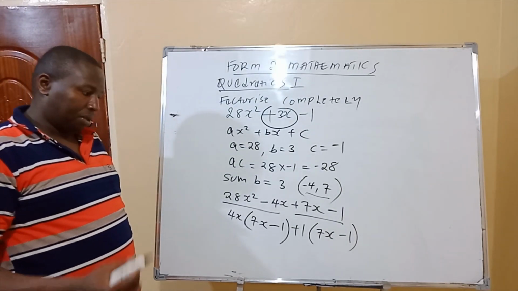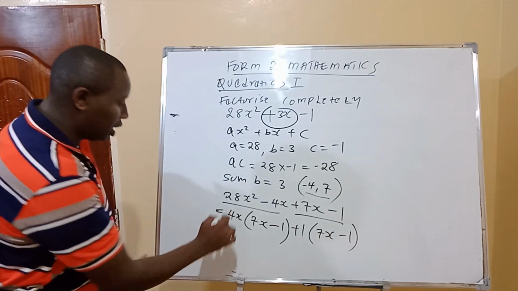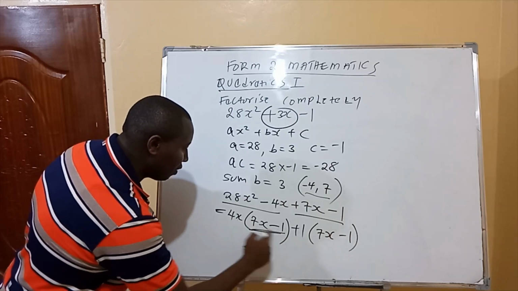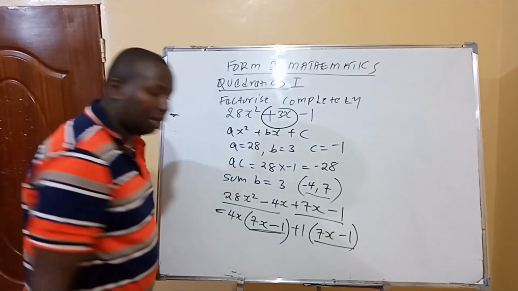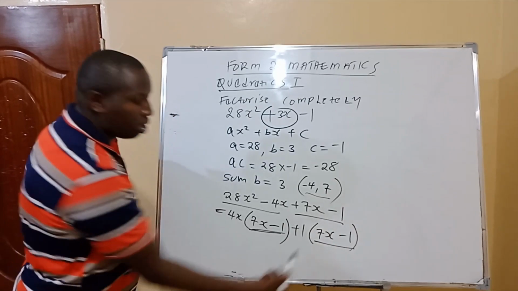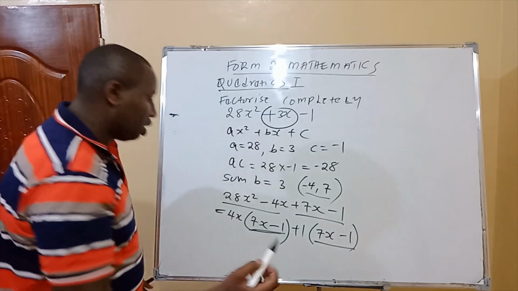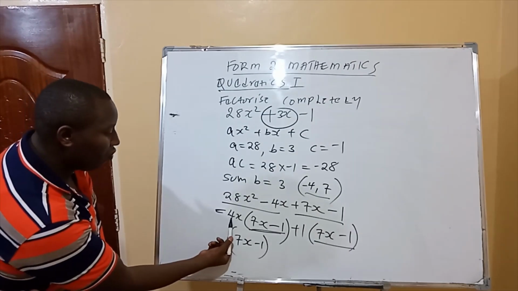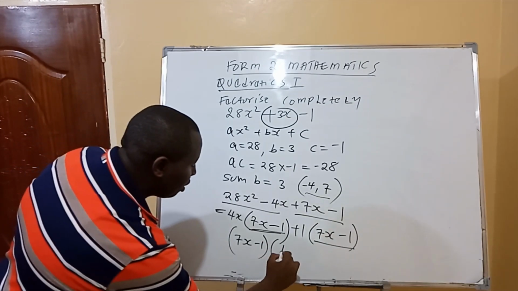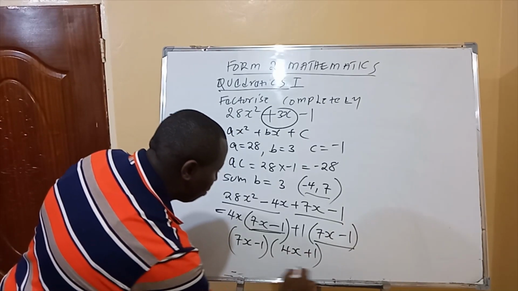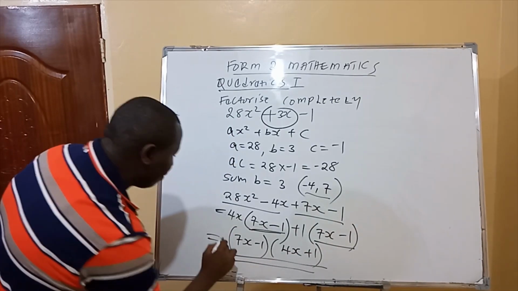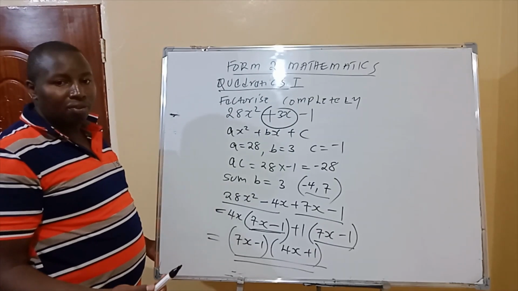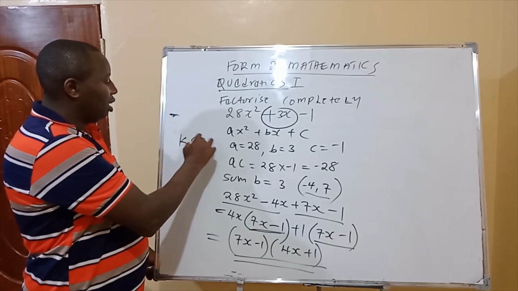So the final step, in this case, you check this is 7x minus 1 and this is 7x minus 1. So these are factors, this one is equal to this. You pick one of the factors, 7x minus 1, because they are two, and then this 4x plus 1. You write 4x plus 1, and these are the factors. You have already factorized, and that's how to factorize. And this one is a KCSE question.